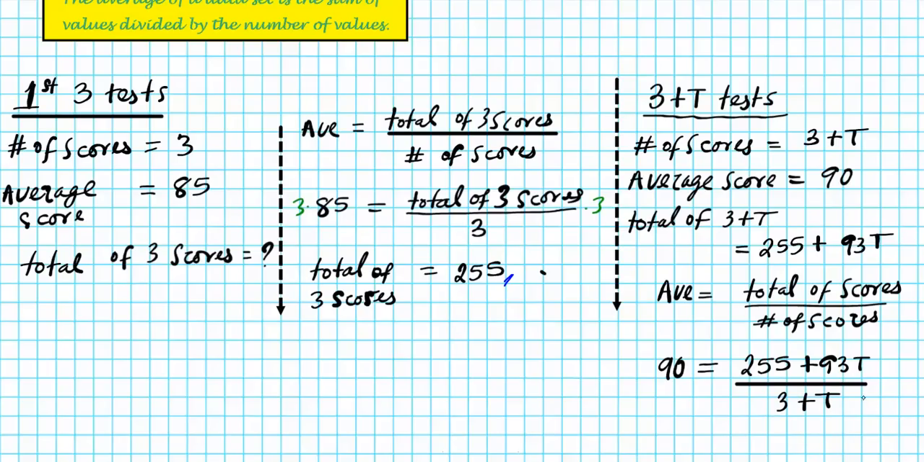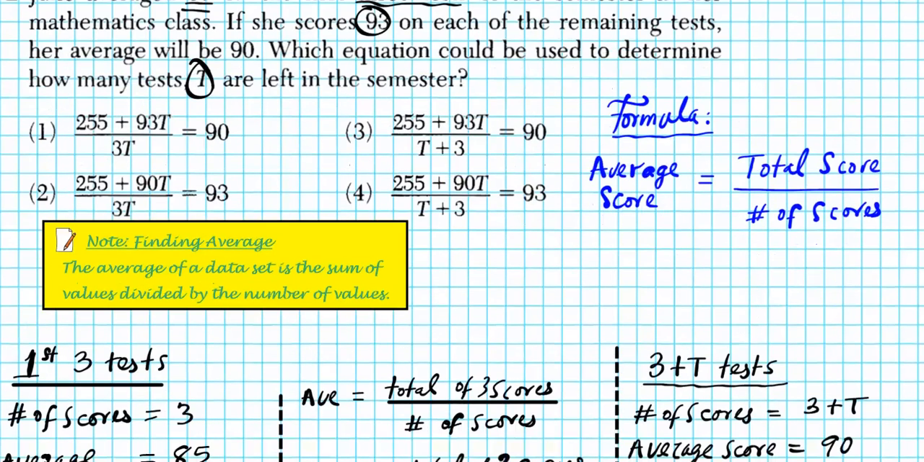So this is the equation that we can solve for T to determine how many tests or how many scores she got for the remainder of the semester. If you look at this answer right here, it is consistent with option number 3. So that's the answer for question 2.